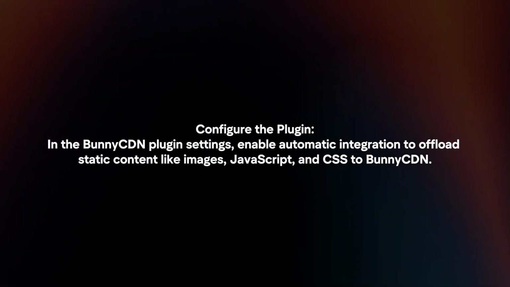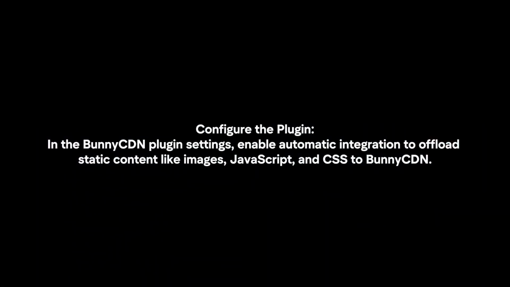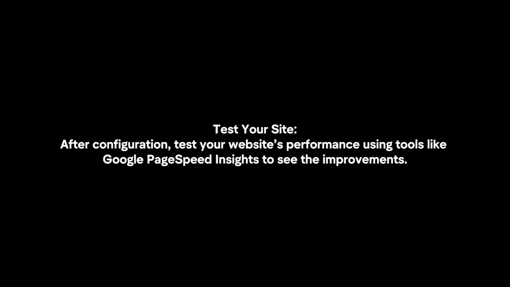Configure the plugin. In the BunnyCDN plugin settings, enable automatic integration to offload static content like images, JavaScript, and CSS to BunnyCDN. Test your site. After configuration, test your website's performance using tools like Google PageSpeed Insights to see the improvements.